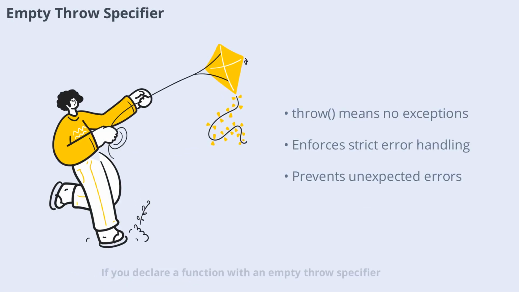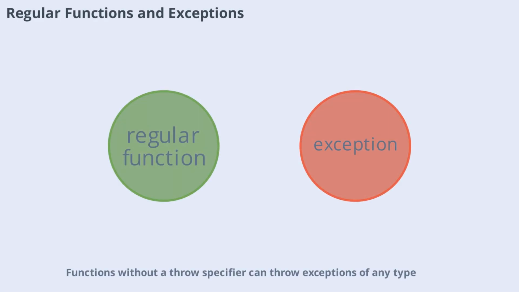If you declare a function with an empty throw specifier like int myFunction(int param) throw(), it means the function is not allowed to throw any exceptions. This can help enforce stricter error handling and prevent unexpected exceptions from escaping your functions. Functions without a throw specifier can throw exceptions of any type. This is the default behavior in C++.